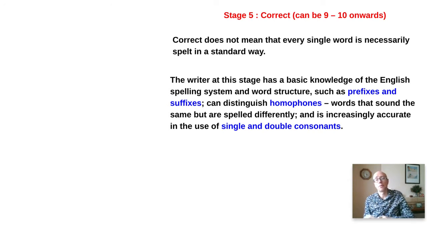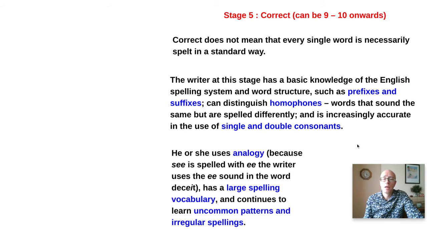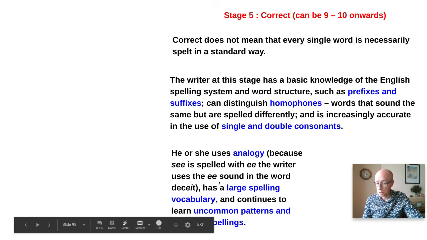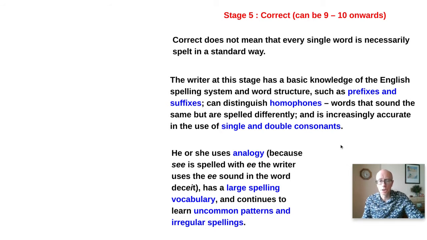Okay, so knowledge about prefixes and suffixes, and also the ability to distinguish homophones. So these are words that sound the same but are spelt differently, like weather and whether, and increasing accuracy in the use of things like single and double consonants. And at this stage, the child is using analogy. So they've noticed patterns going on in other words, and they move that pattern onto a new word which they're coming across. So, for example, see is spelt with double E's, so the writer uses the double E letters in the word deceit. So it's non-standard, but there is a logic going on there because the child is creatively using analogy in a kind of nativist way.